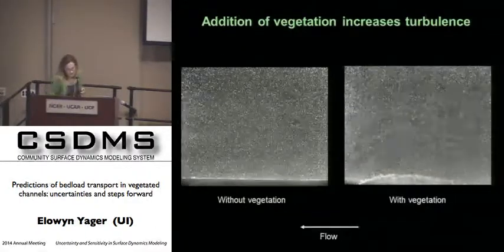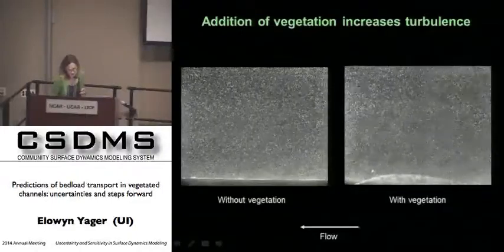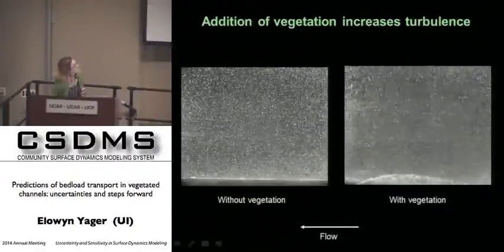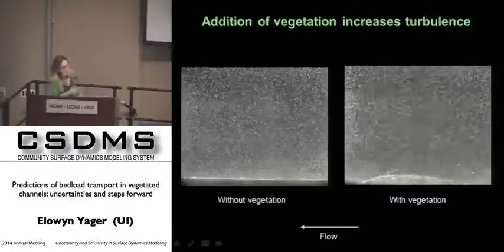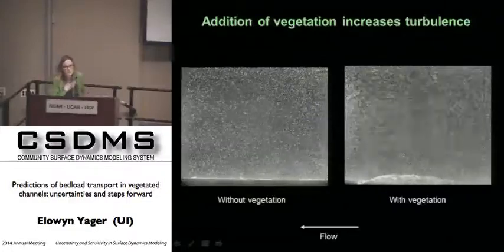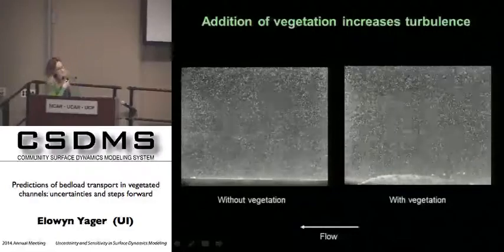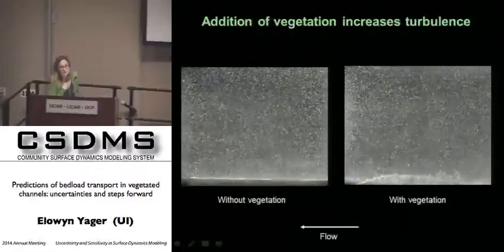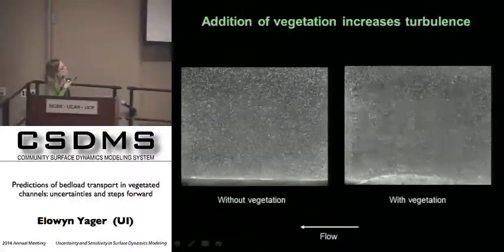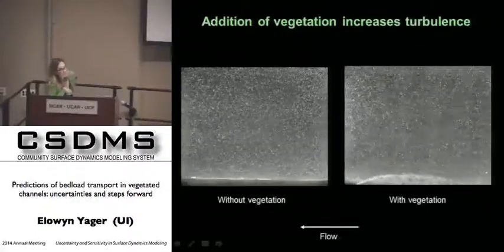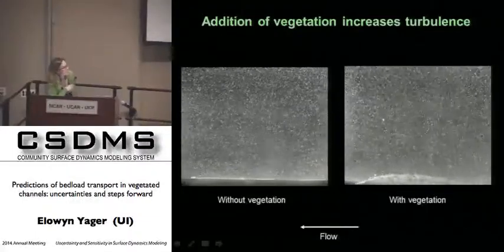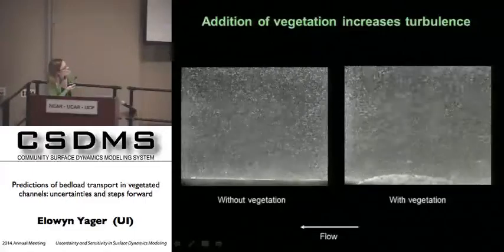This is happening in our experiments, as has been shown in a number of other experiments, because the vegetation is significantly altering the flow turbulence field. So these are two videos from the particle imaging velocimetry experiments, where the white dots that you're seeing moving in the flow are the neutrally buoyant particles. So on the right, we have an experiment with vegetation.